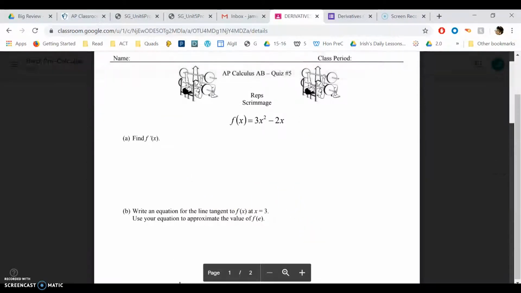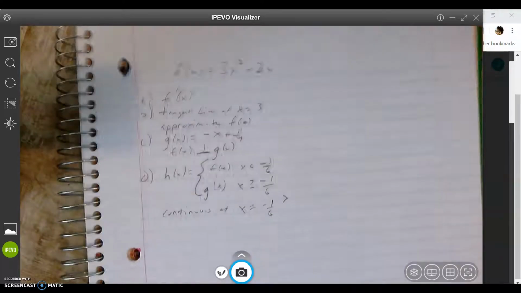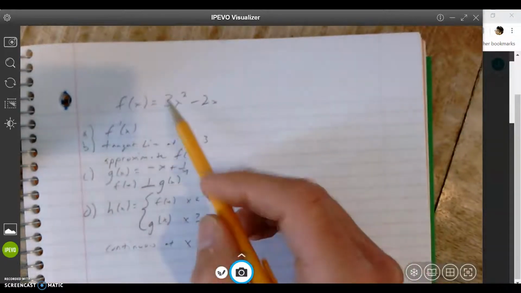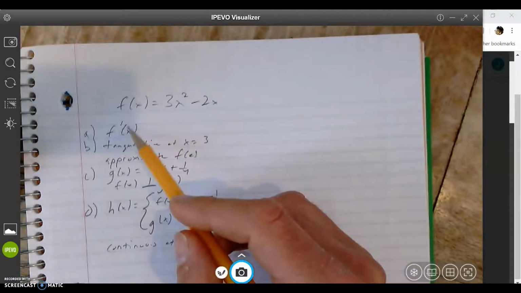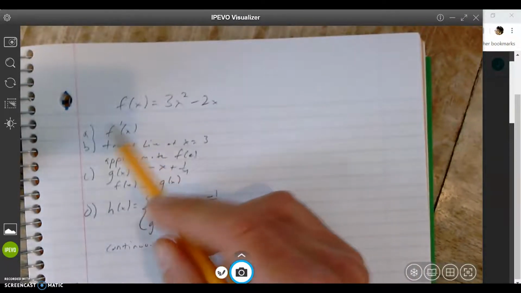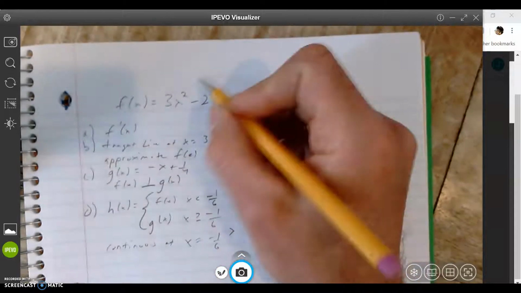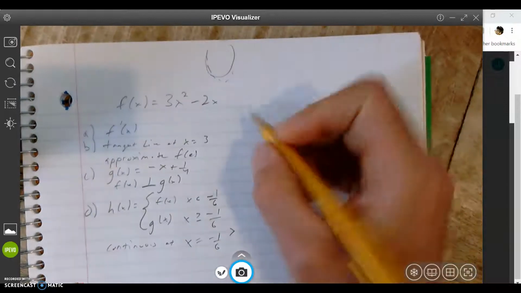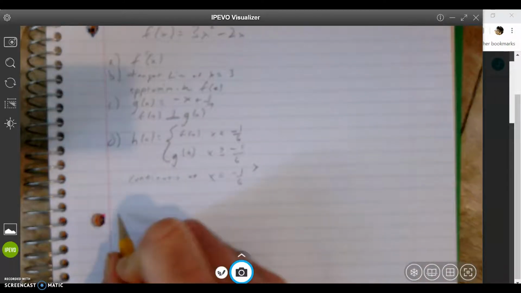Here you go. So let me get to my paper right here. So I write down all the parts right there, and it gives you f of x. So f of x equals 3x squared minus 2x, and you need to find f prime of x, which is the derivative, which means you can find the slope at any point on this parabola that you want. So in order to do that, I'm going to write it down here.